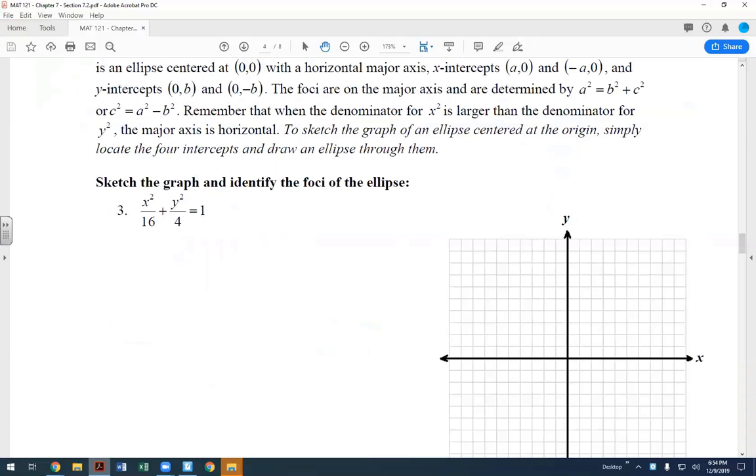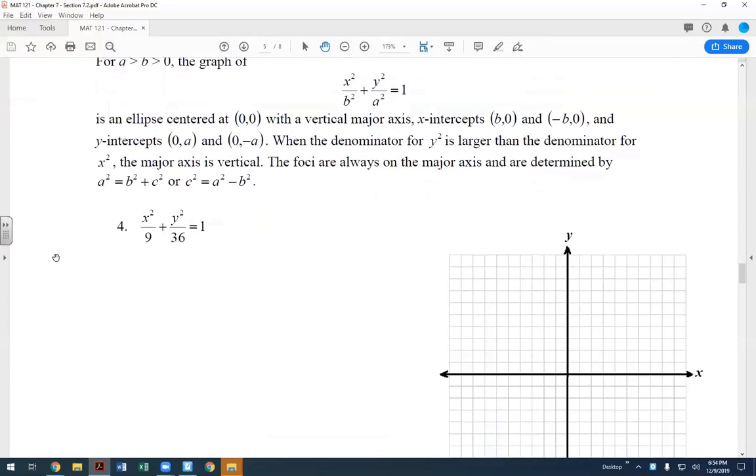Okay, so start by looking at which variable has a larger denominator, because that's where you will be crossing that axis. So since my larger denominator was under x, I'm crossing the x-axis at basically square root of 16, which is positive and negative 4. And that means my y-intercepts are going to be positive and negative 2. Which also means your foci are going to fall on that x-axis.